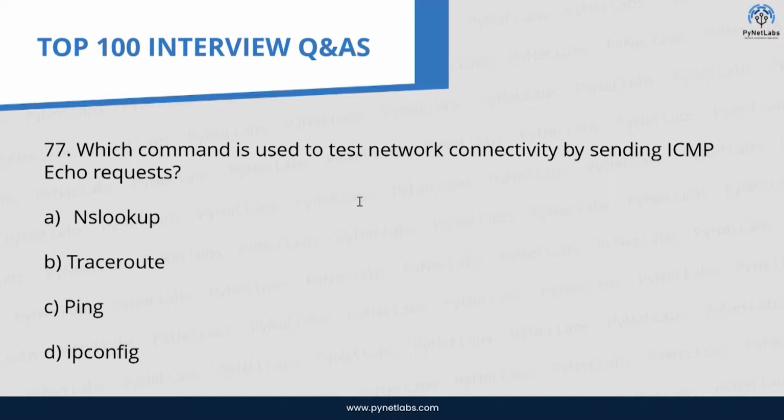So it is a kind of utility tool to check whether a specific host is reachable, or just to measure the round trips for the packets to travel from source to destination and back. So option C is going to be the correct answer, ping, which helps us in checking the network connectivity by sending the ICMP echo request.